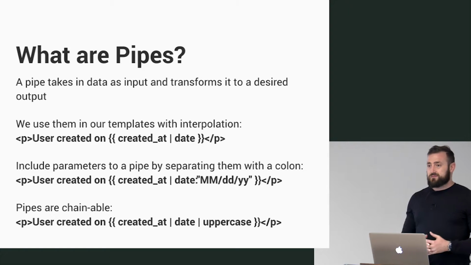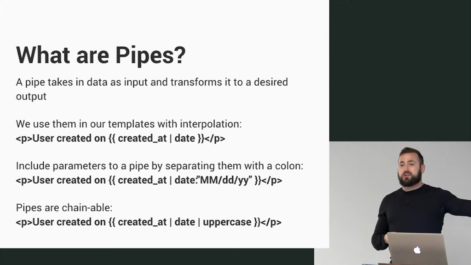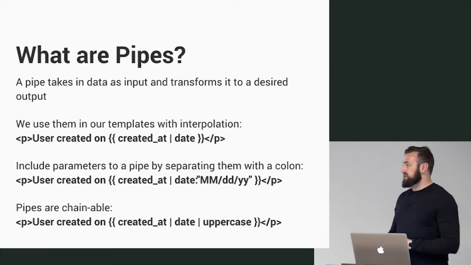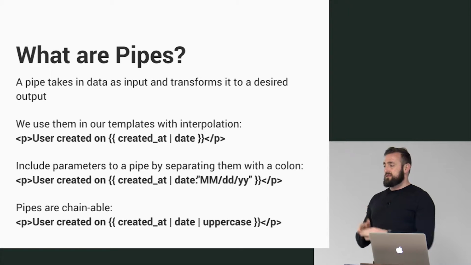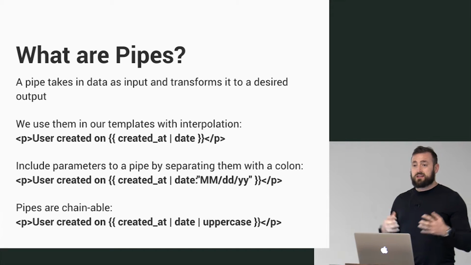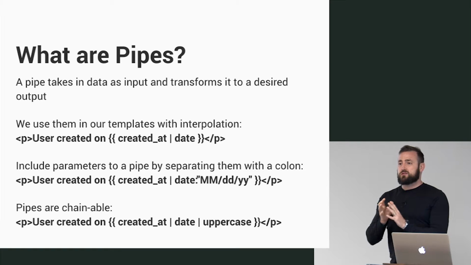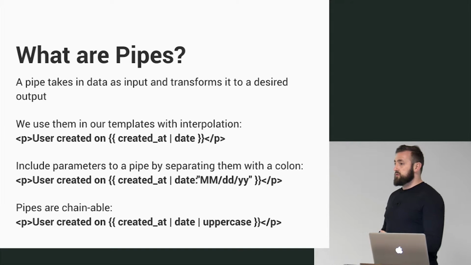So in a nutshell, pipes simply take something, transform it, and feed it out the other end. We have actually seen one of my favorite pipes in action for the last few days, and that is the JSON pipe. So what I'm doing is I'm taking an object, whatever it may be, and I'm saying take this in, transform it into a JSON object that I can dump onto the screen. So fairly simple. Another really good one is date.